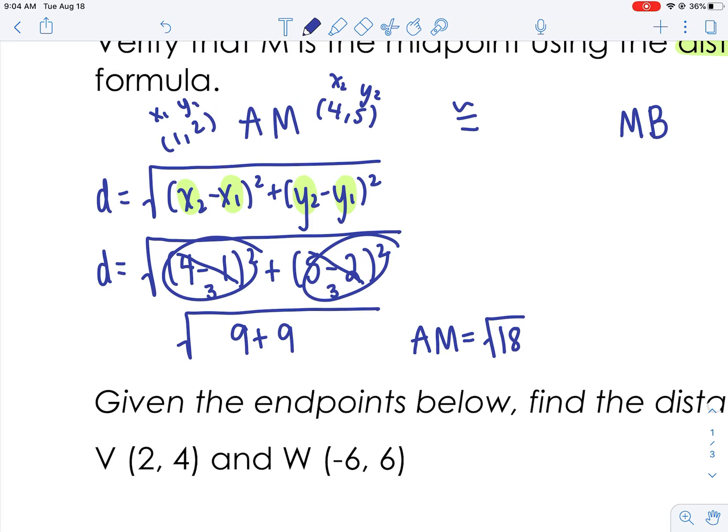And I don't need to simplify that. That's called unsimplified radical form. It's saying that this symbol right here is a radical, the square root, and I have a number underneath it. So it's just the square root of 18. I don't need to go to the calculator and find out what that is. I haven't even touched the calculator. I just know that A to M is the square root of 18.